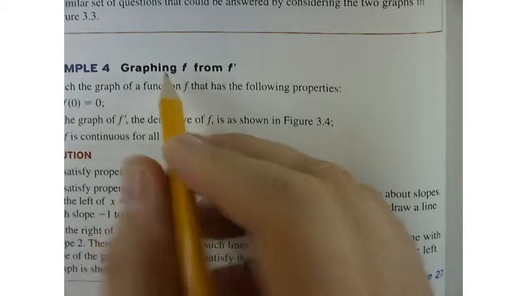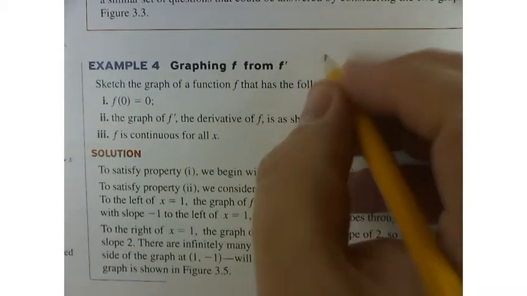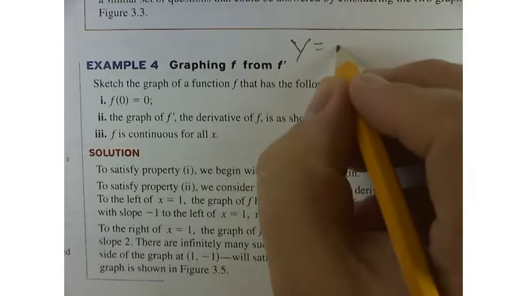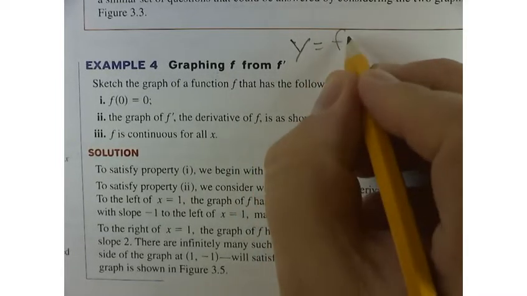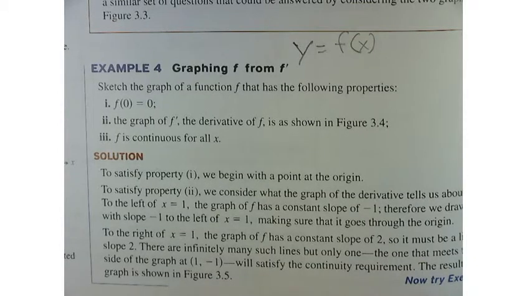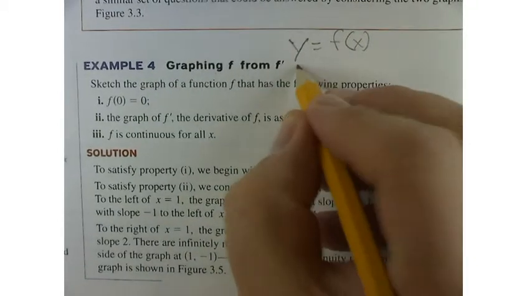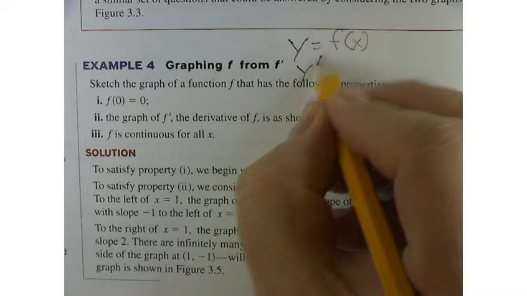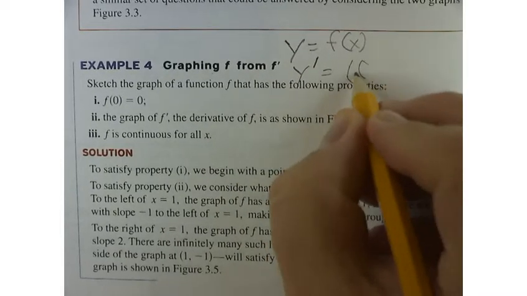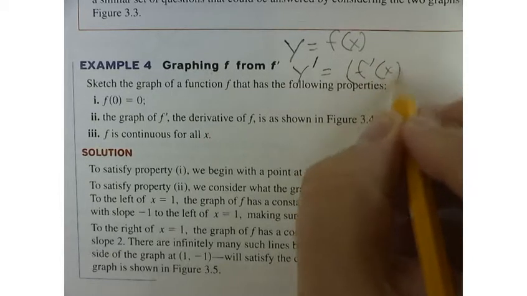We're asked to consider the graph f and f prime. But what I want you guys to remember is that y is equal to f of x, right? But now y prime is really f prime of x, is the slope.